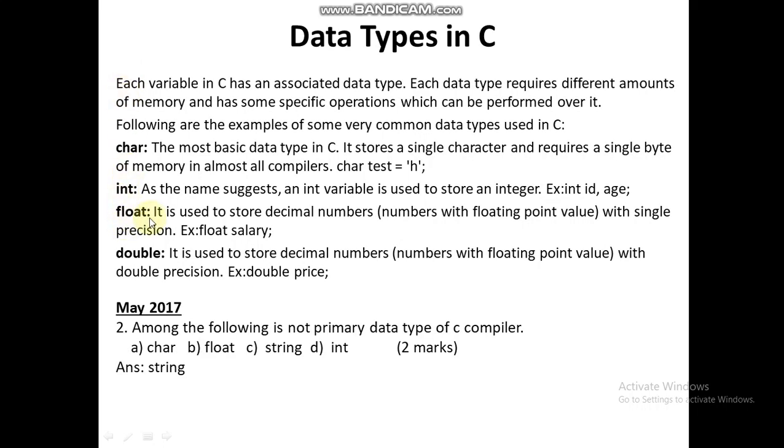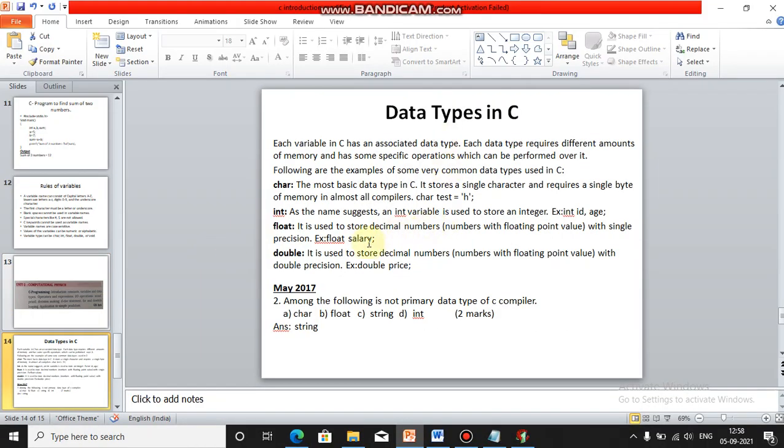Then float. It is used to store decimal numbers, numbers with a floating point value with single precision. So for example, float salary = 5,000.50. Assume it contains some decimal point value. Then age equals 25.